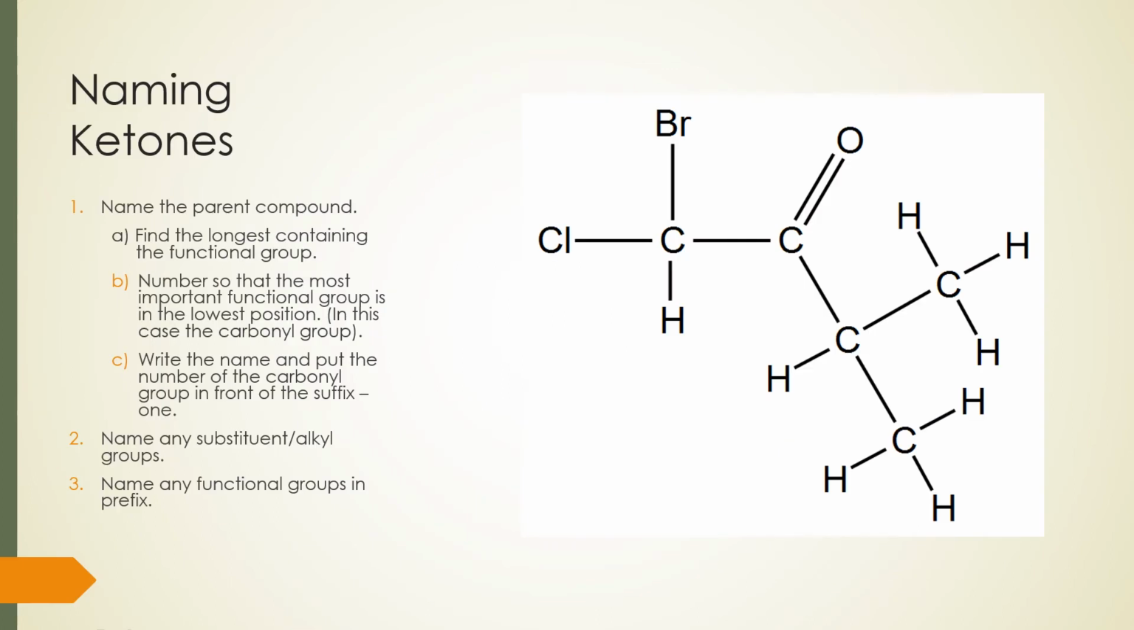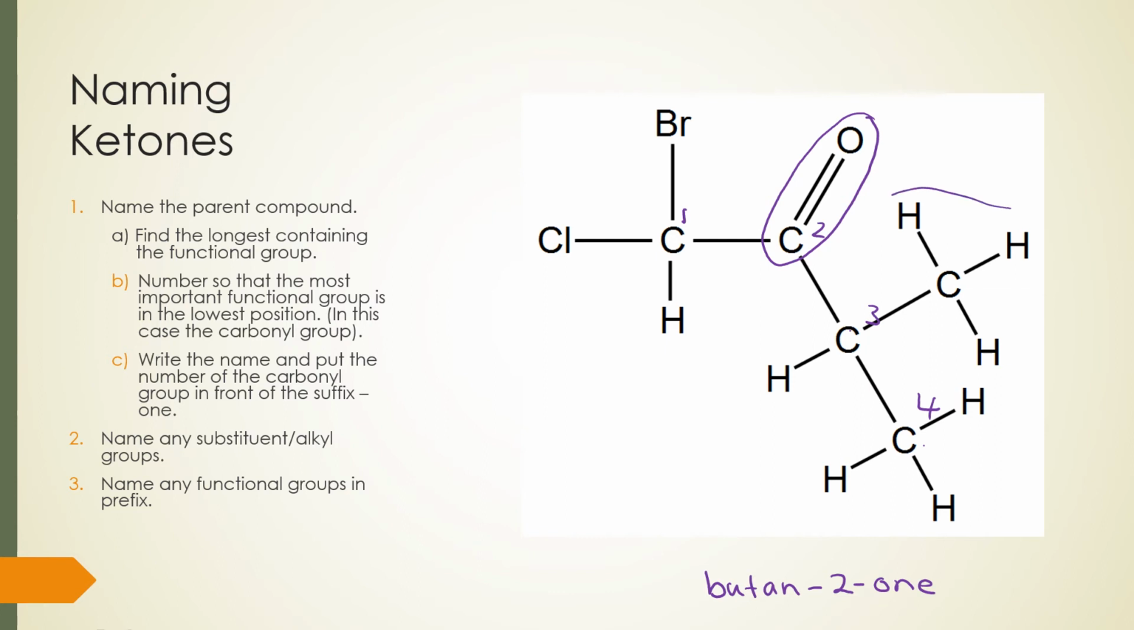When naming a ketone, the most important functional group becomes this ketone, the carbonyl group, and the carbonyl group must be in the lowest possible position. So it could be 1, 2, 3, 4 or 1, 2, 3, 4. So going this way puts the carbonyl group in a lower position. So we have to name the parent chain, which is butane, because it's single bonded. And on carbon number 2 we have the ketone group, so it's a butan-2-one.